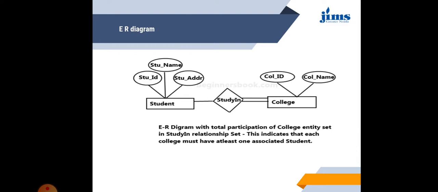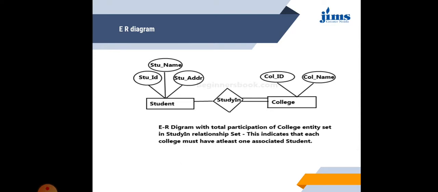So now we are here to display an ER diagram of student and college. This is an ER diagram with the total participation of the college entity set in the study in relationship set. This indicates that each college must have at least one associated student. So without a student there will be no college. So each college has at least one student. So a student studies in college.